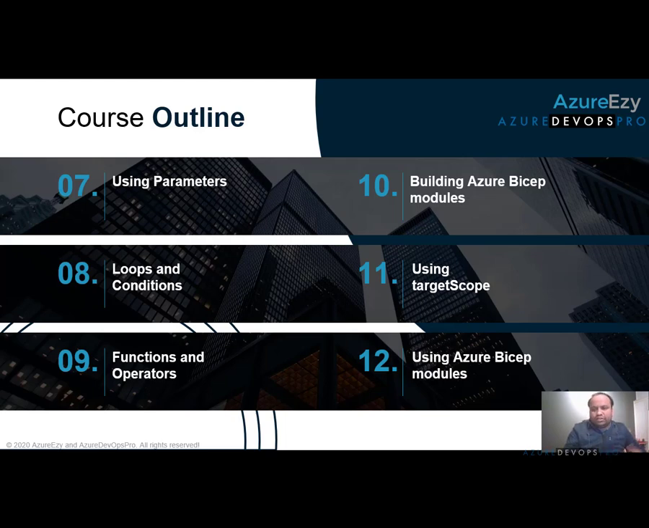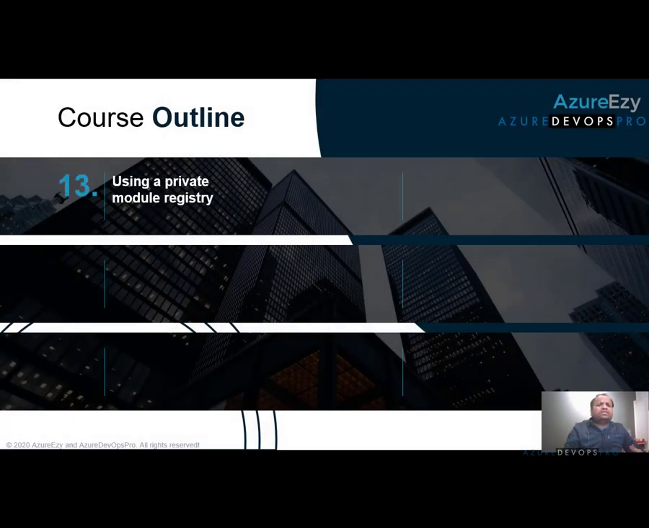The next part will be using a private module registry. So in this part, we'll be seeing how you can actually host your modules. So you have modules, now you can host these modules very much similar to container images or something like that, so that they can be shareable. So anyone can access those modules and they can reuse those modules in their infrastructure as code as a component.